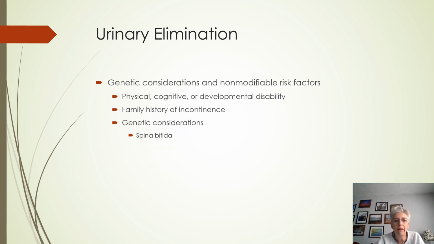All right, genetic considerations: physical, cognitive, developmental disability. The best way I can say this is that there are lots of different examples. I talked about paraplegics, quadriplegics. Spina bifida is on here as a genetic consideration because this happens in utero upon birth. It's not something that develops after birth.